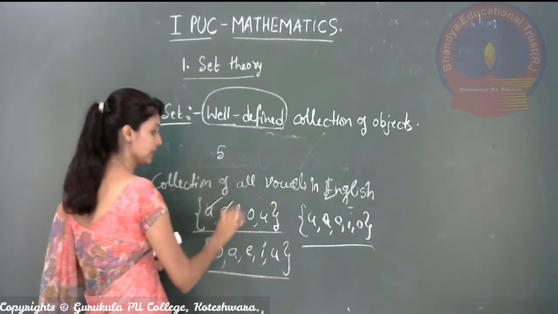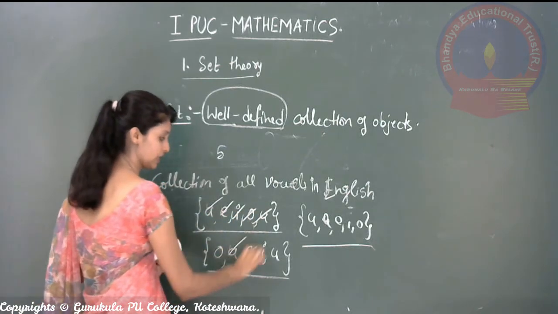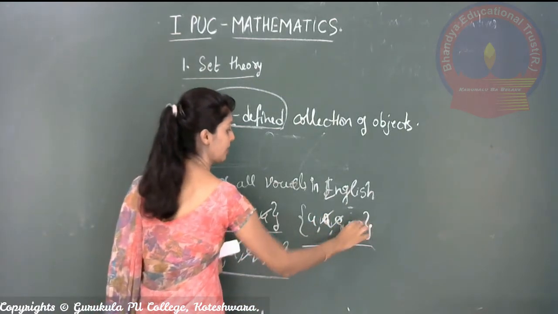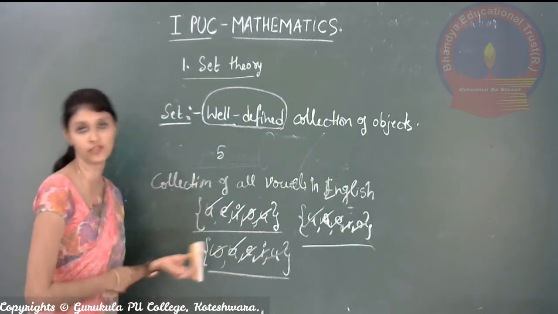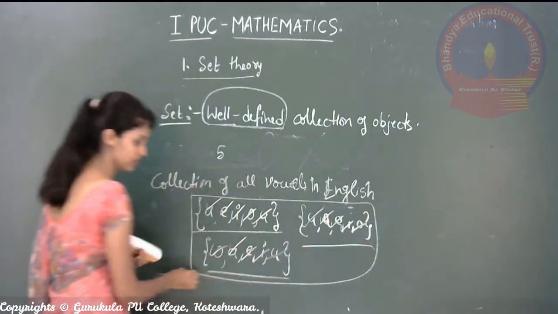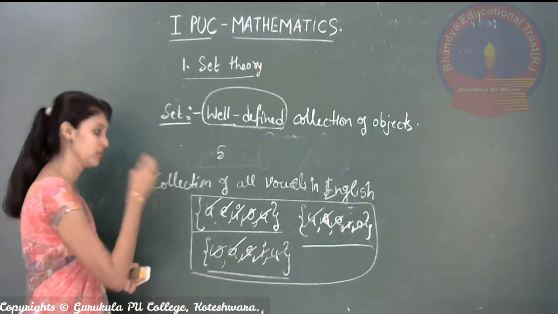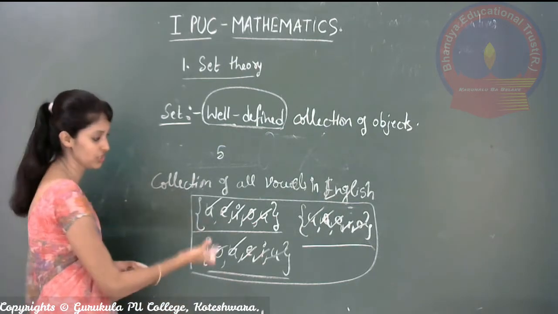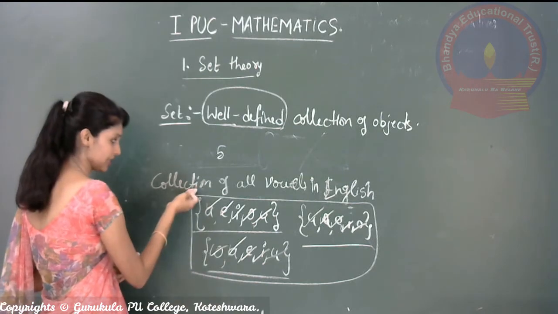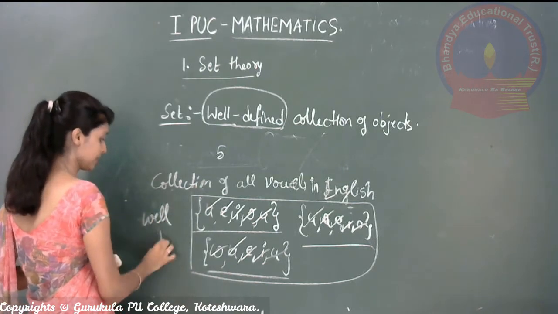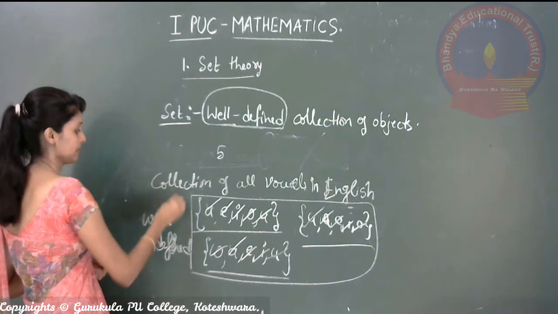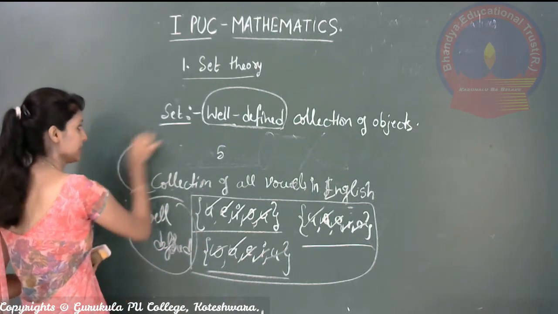Here A, E, I, O, U. Here also A, E, I, O, U. Again here it is the same, A, E, I, O, U. So all these 3 are same, and not only these 3. If you ask any person, he or she will give you the same elements, alva. So this collection is well defined. So you can say this well defined collection is a set.